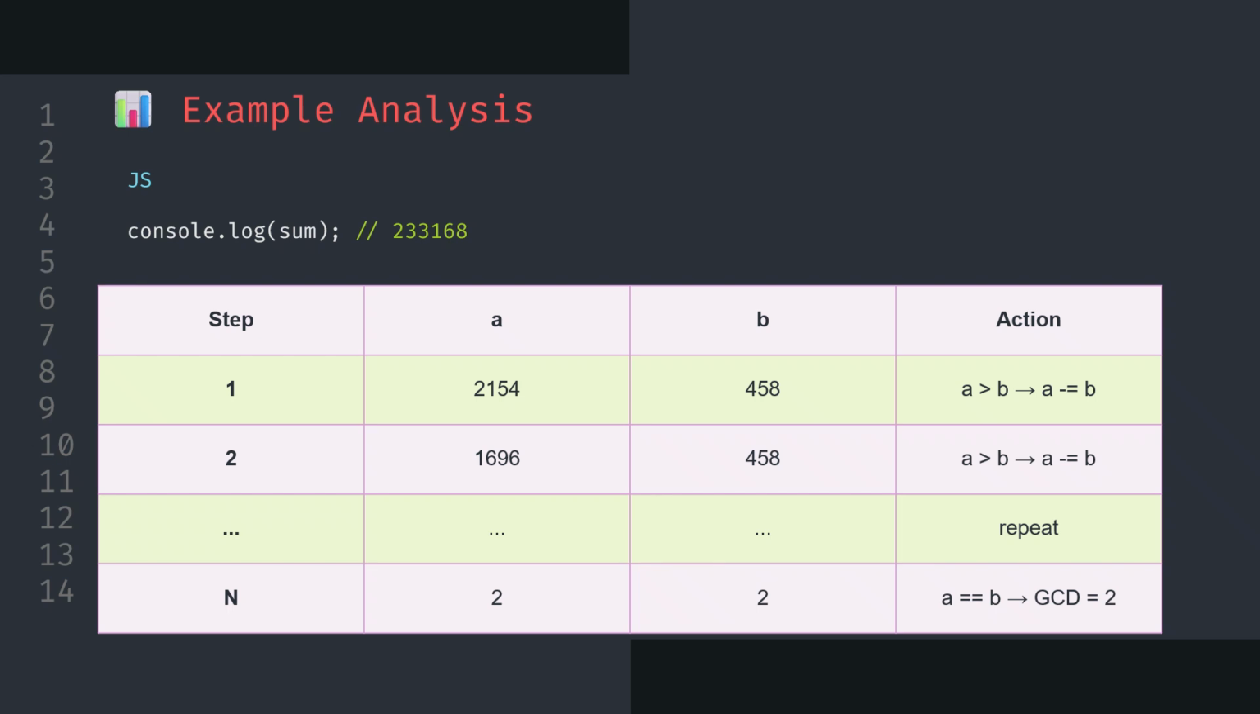Let's walk through an example with 2154 and 458. We repeatedly subtract the smaller from the larger. Eventually, both a and b reach 2, which is the GCD. This step-by-step analysis helps visualize the process.